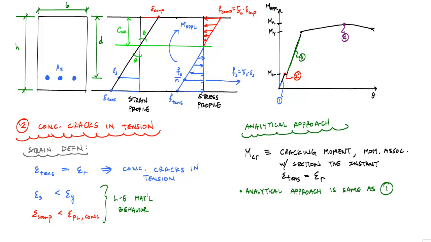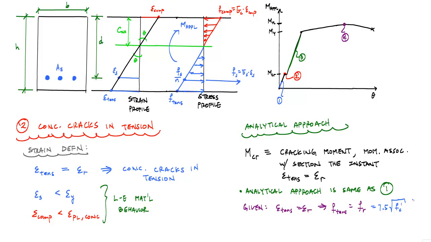And really the way that this analysis might be laid out is that you're given that epsilon tension is equal to epsilon r, and by Hooke's law you could say what the stress in tension is at this instant, which really is equal to the modulus of rupture or the tensile strength of concrete. And depending on if you're using the ACI code, this is just equal to 7.5 square root of f'c. It's just a material property. It's the tensile strength of concrete.